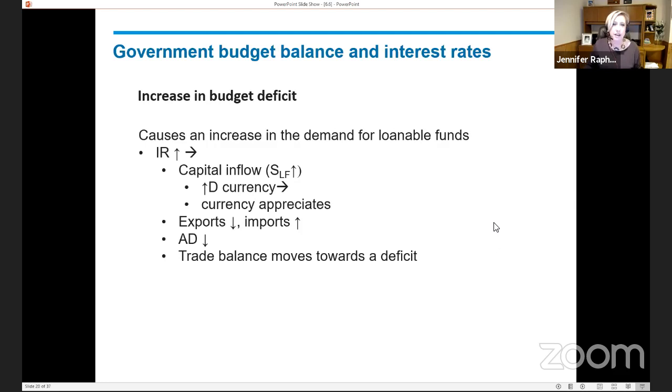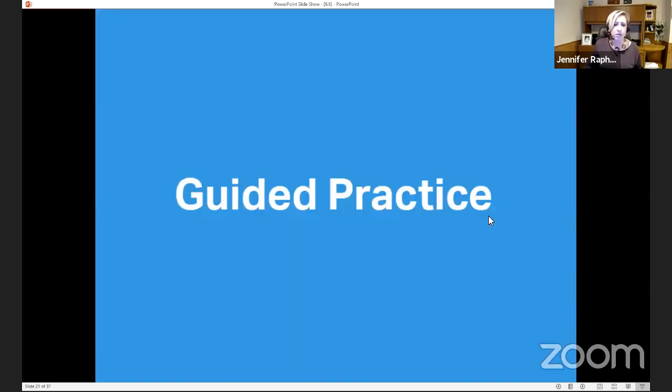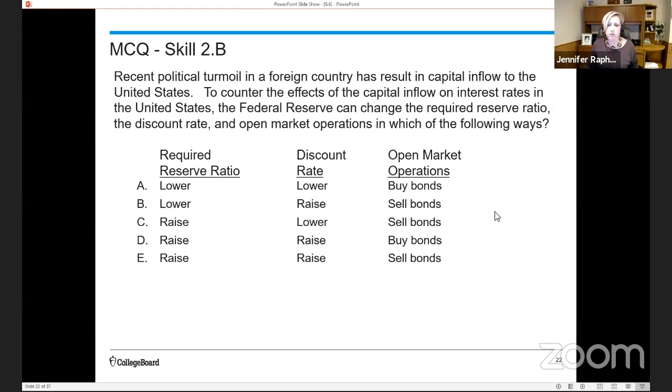So let's see if we can apply this to some questions. We'll start with just a few multiple choice, and then we'll finish up with a free response question. So skill 2B, I wanted to give you a question that allowed you to see skill 2B again, this time in the context of this topic.